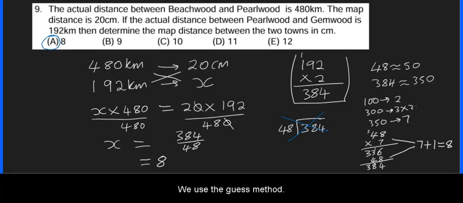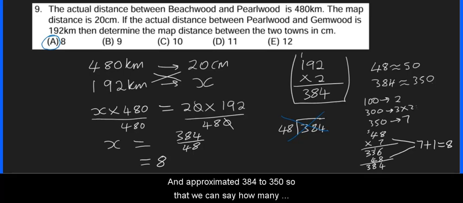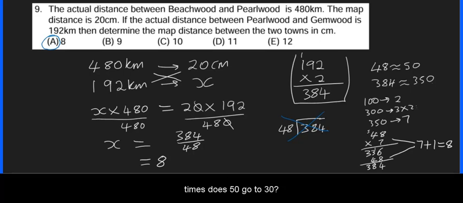We used the guess method, approximated 48 to 50 and 384 to 350, so that we can ask how many times 50 goes into 350, which is straightforward. It goes 7 times, so 7 times 48 gave us 336. We added 48 to see if it will give us 384 or a closer value or more than that. It gave us exactly 384. How many 48s do we have in total? We have 8 of them, 7 plus 1, then 8. That's how we got the answer.